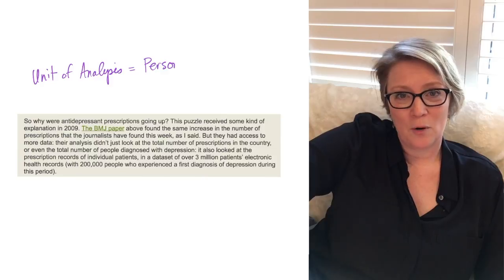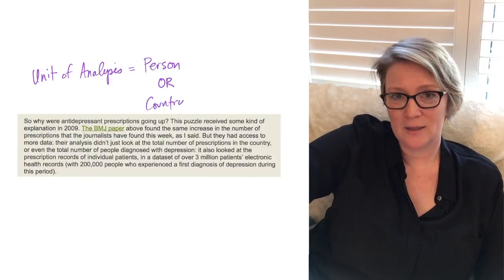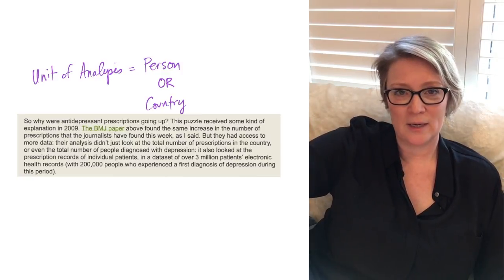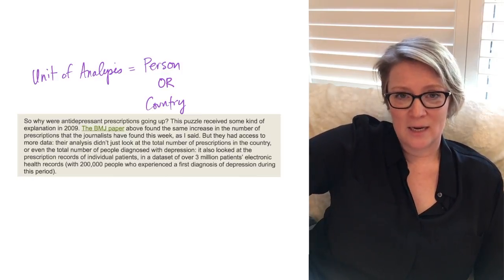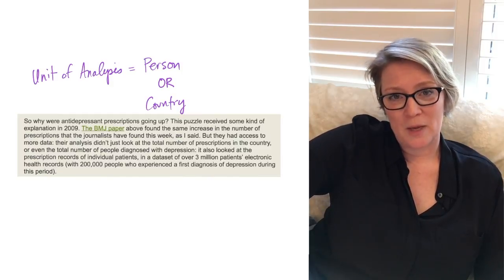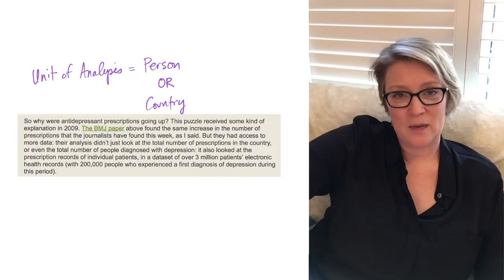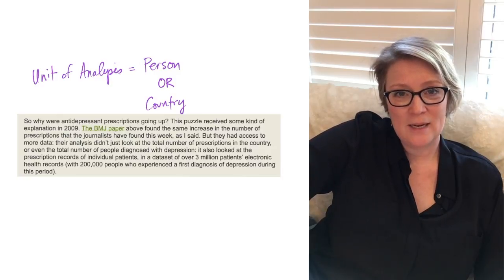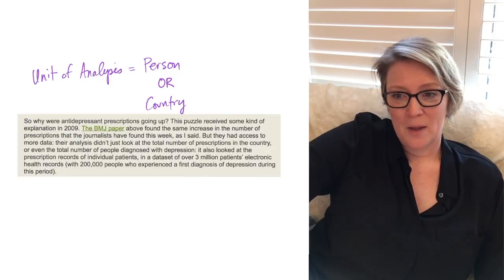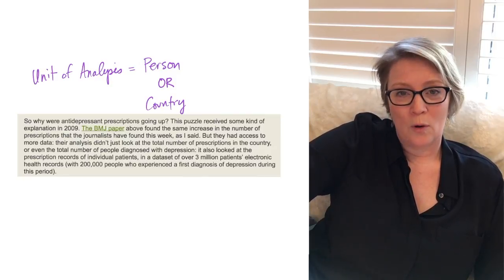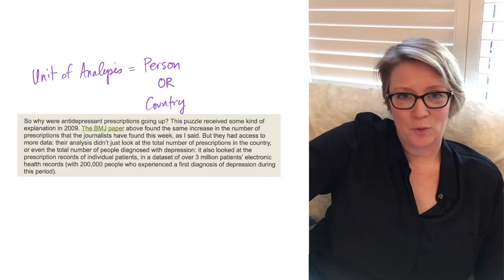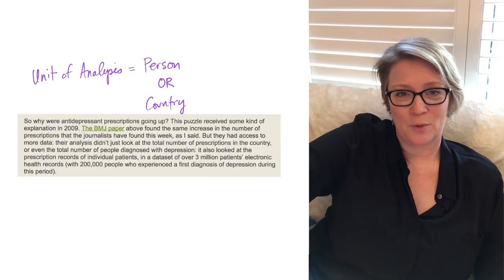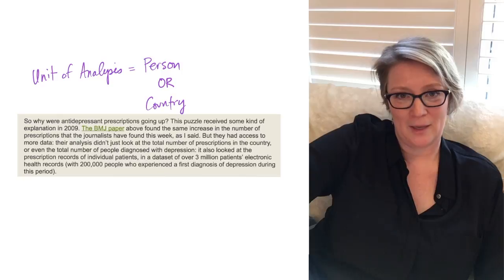of analysis is the person, so instead of looking at the number of antidepressant prescriptions in the country of England, where the unit of analysis is country, they dug down and got data about the antidepressants prescribed to individual people. So the unit of analysis here is people. And you can see that there were actually several changes that caused people who were already having antidepressant prescriptions to get those prescriptions refilled more frequently.